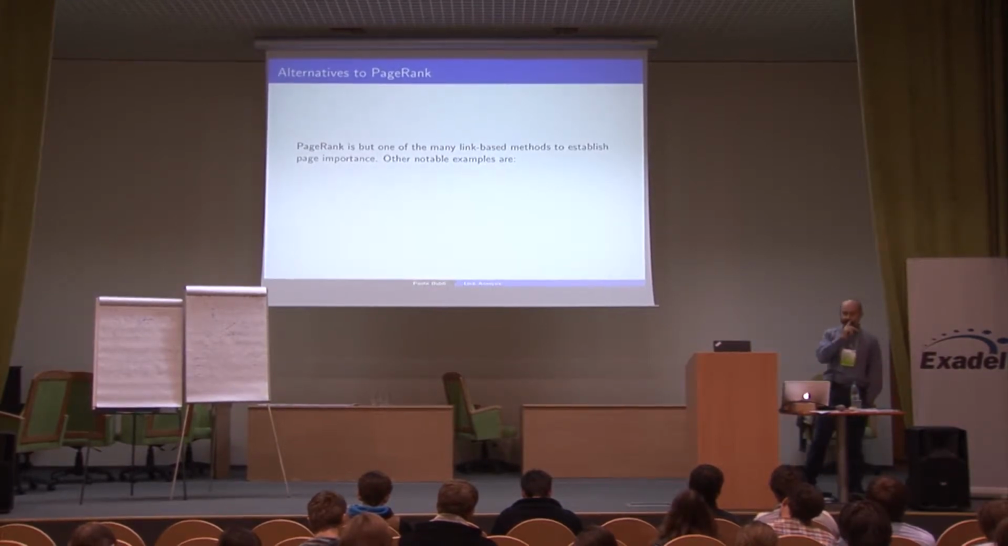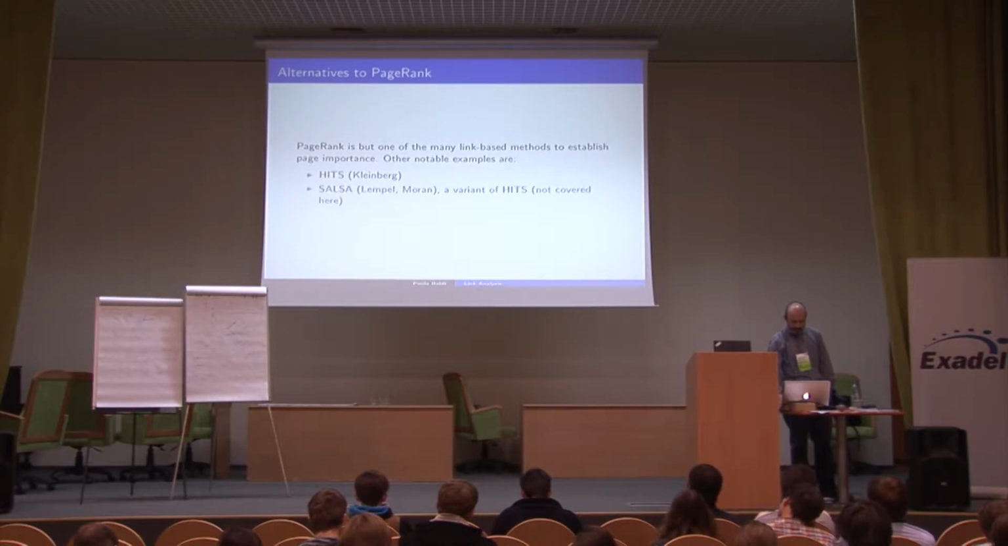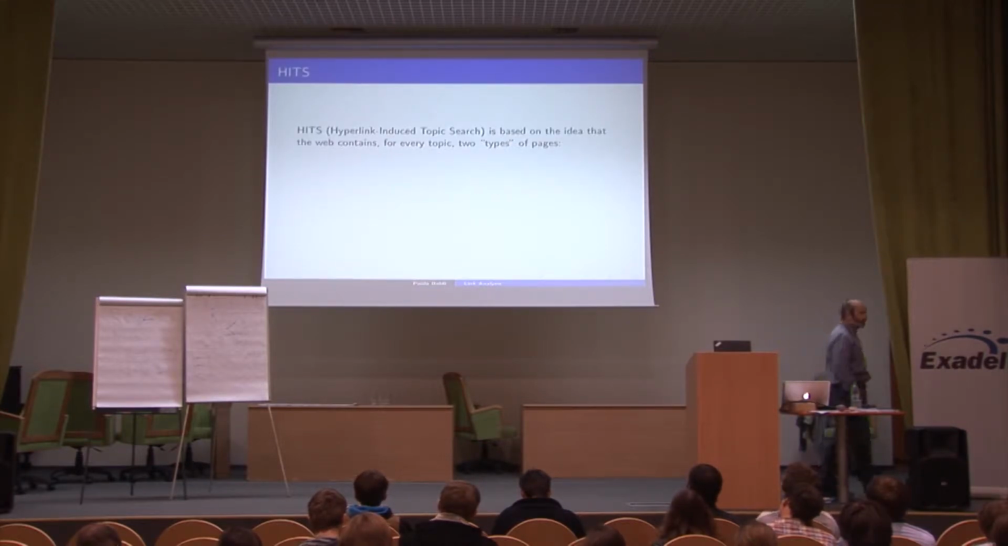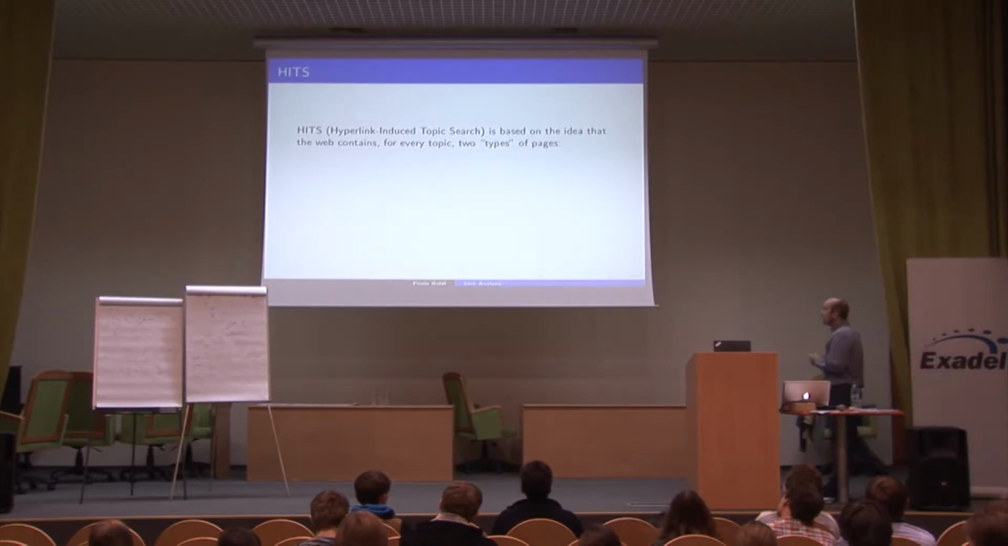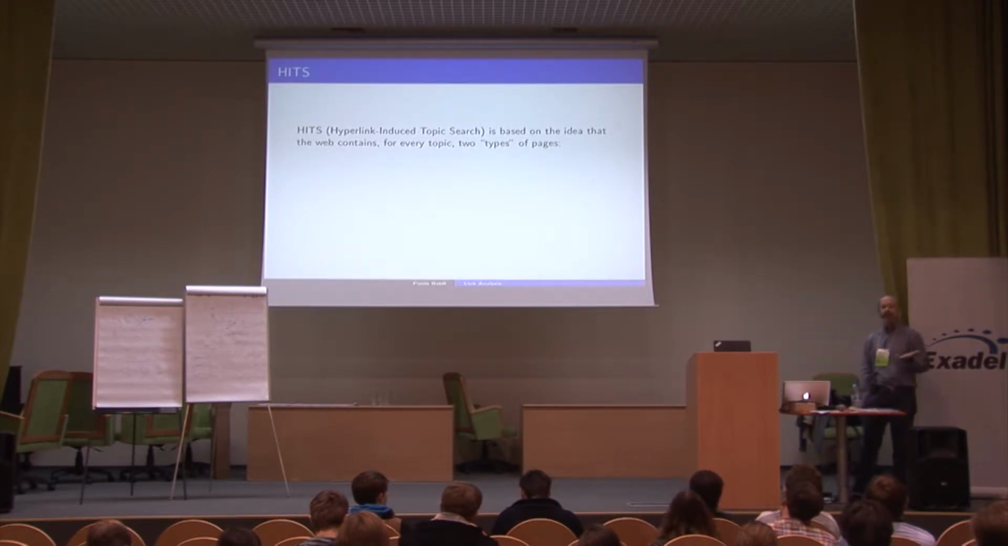Okay? So PageRank is a form of link-based method to establish page importance. There are other examples, and one of them is HITS. HITS was invented by John Kleinberg. John Kleinberg, by the way, do you know the name? Have you ever heard the name? So John Kleinberg is, I think, one of the most important scientists that is working on these subjects today. And he invented HITS more or less in the same span of years as PageRank. The idea of HITS is interesting because it doesn't assign a single score to every page, but actually it assigns two different scores to pages.